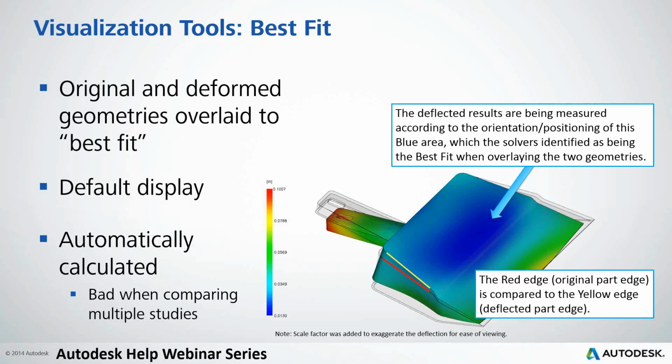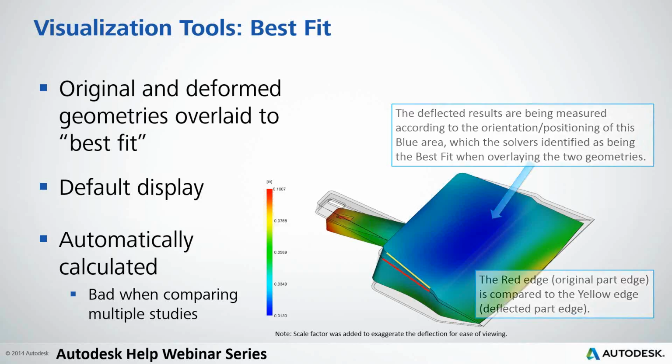So basically what's happening is the solver is automatically assigning this default best fit by finding a location on that part that minimizes the deflection throughout the entire geometry. And this is usually within or near the centroid of the part. However, again, it depends on the geometry and how the part actually deforms, because it could be offset a little bit from that centroid point.